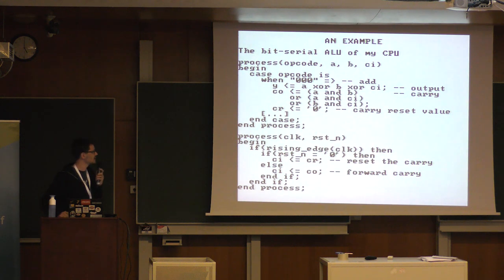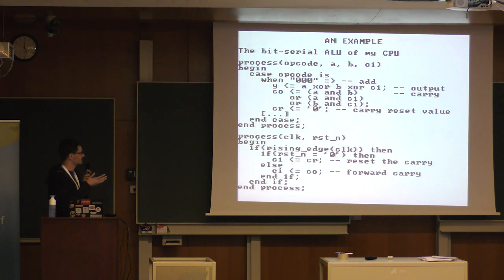So basically, this ALU is a bit serial one, where you operate on one bit at a time. What you see at the top is a combinatorial process that acts on an opcode with a case statement. It says, if the opcode is zero, then we'll take the first input bits, do some logic operation on them, and then produce an output. And we also produce a carry out for the next bit, basically. And there's also a carry reset value that sets the reset on the initial bit.